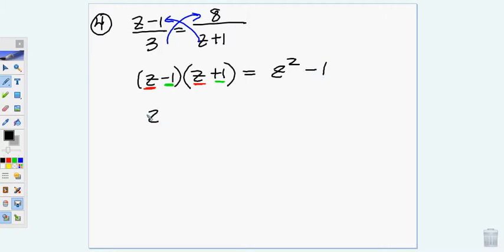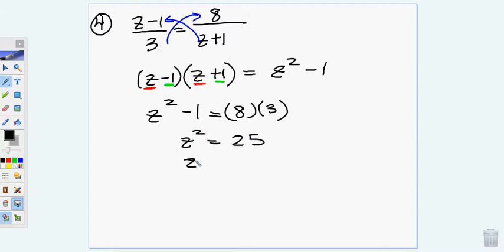So I'm going to do that cross product here for you. z squared minus 1 equals 8 times 3. It's 24, so z squared equals 25. z equals plus or minus 5 when you take the square root of both sides.